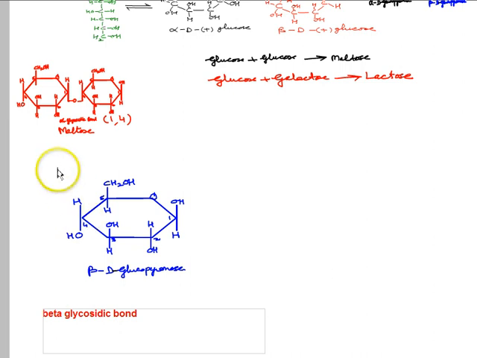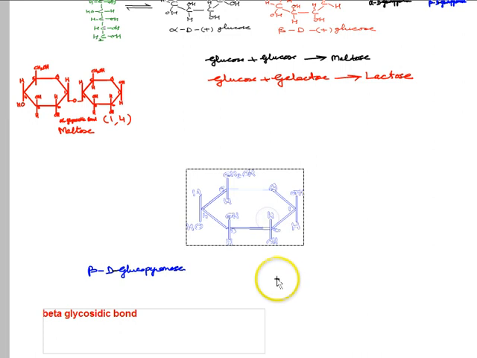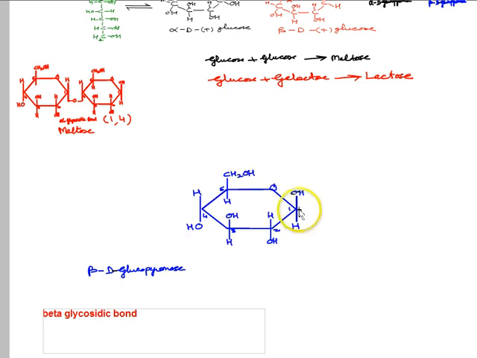And if you remember, we have to first see these two molecules. So one we take is beta glucose here. So this is beta glucose. Why beta? Because of the OH, see the position of OH on number 1 carbon.